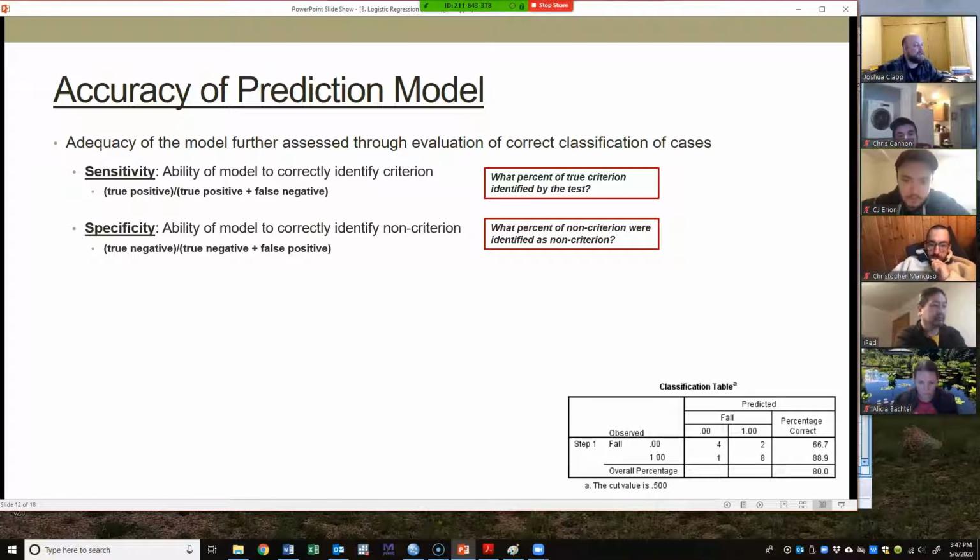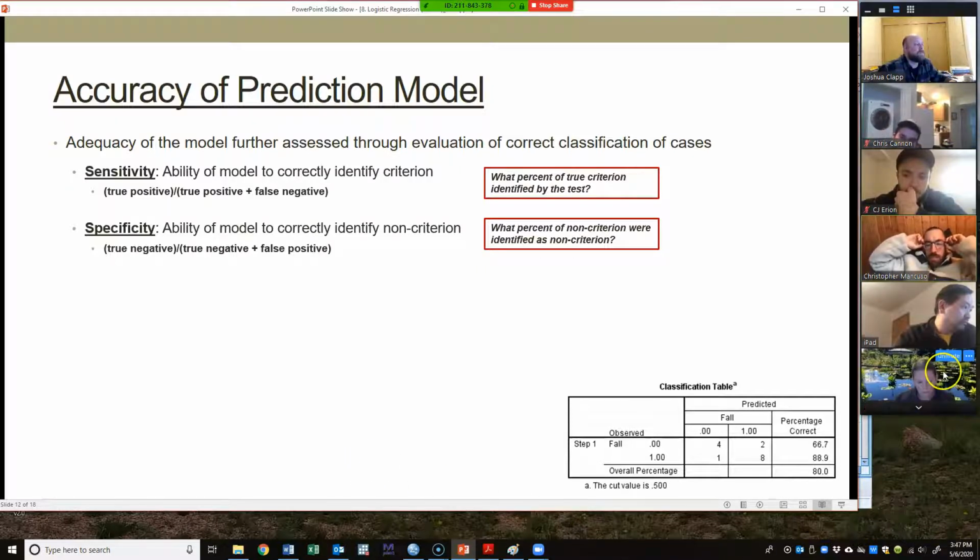as actual non-criterion, right? So in my test of schizophrenia, you take this test of schizophrenia, and my test says you don't have schizophrenia. What's the specificity of my model? Is it good or bad? What percentage of non-criterion cases were identified as non-criterion?